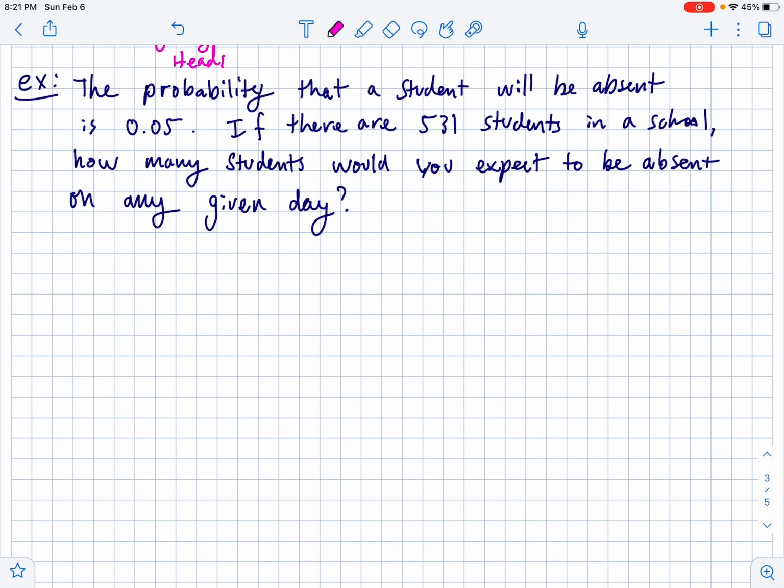Similar problem. The probability that a student will be absent is 0.05. That's like 5% chance. If there are 531 students in a school, how many students would you expect to be absent on any given day? This is pretty simple, you just take the number of students and multiply it by 0.05. When you do that, you get 26.55. So we would expect 26 or 27 students to be absent on any given day.